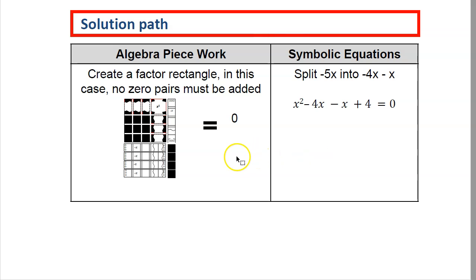Now we'll create a factor rectangle. In this case, no zero pairs must be added. We had 5 opposite x strips, which can be arranged as 4 opposite x strips and 1 opposite x strip to surround the 1 by 4 array of black tiles. Symbolically, we'll split negative 5x into negative 4x minus x.